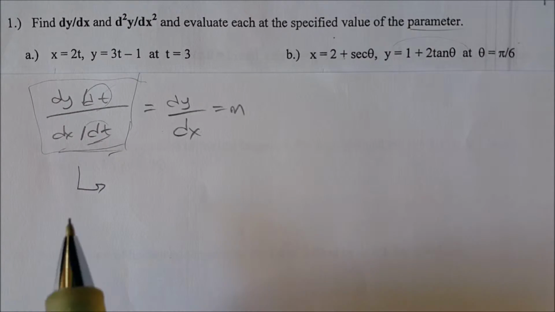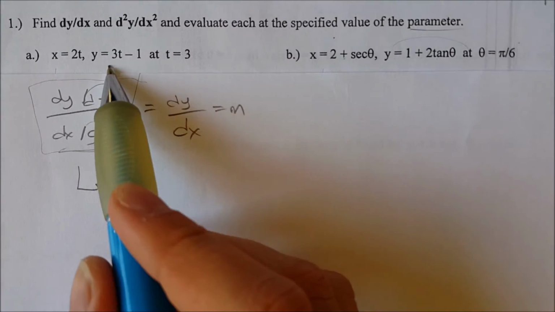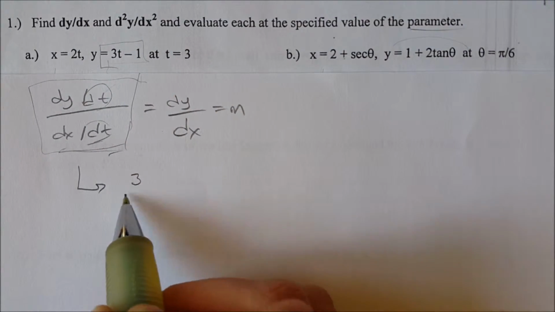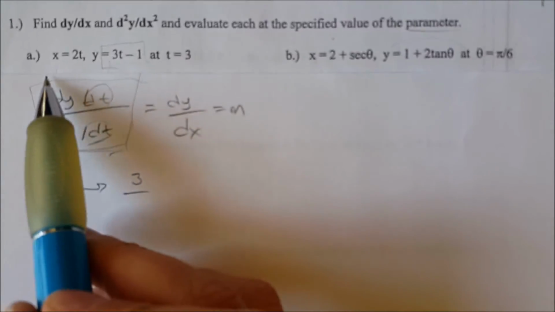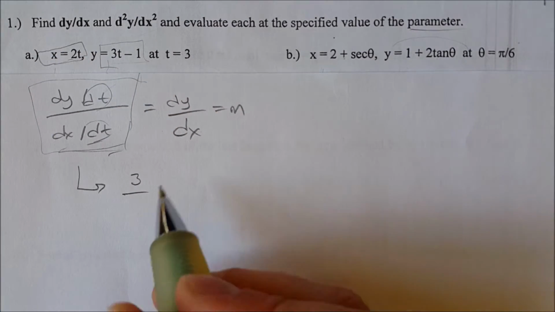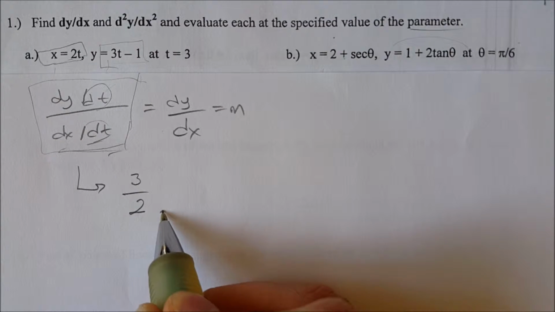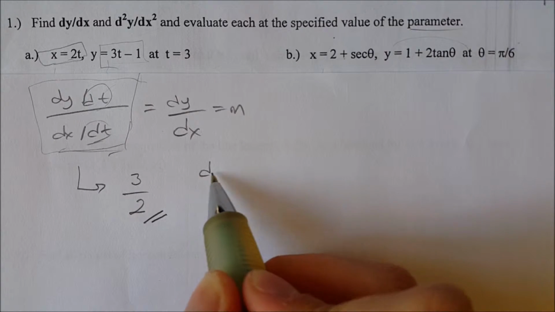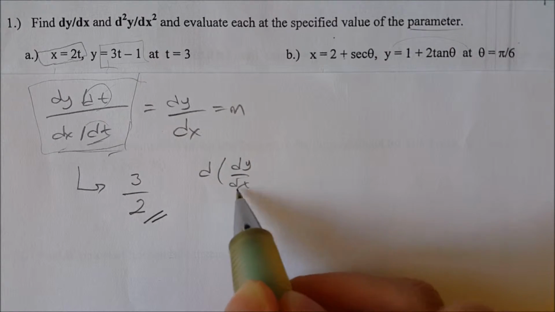So if you write it down, dy over dt would be the derivative of 3t minus 1, which is 3, and dx over dt would be the derivative of 2t, which is 2. So our first derivative of this parametric function is 3 over 2. Now if we want to find the second derivative of this function, then we need to write our formula as follows.